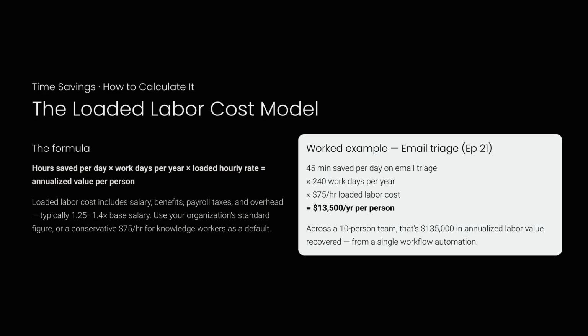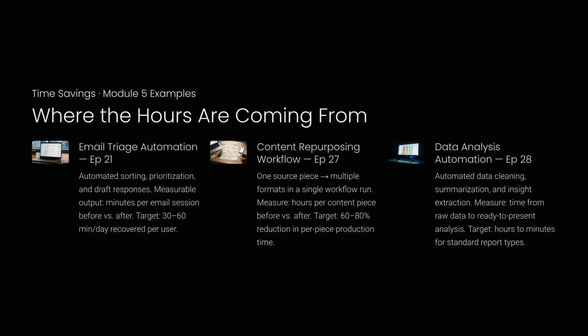For a 10-person team, even small daily time savings can quickly add up to over $100,000 in recovered annualized labor value. Here are examples of where those hours come from: email triage, content repurposing, and data analysis. In each case, we target measurable reductions in time per task before versus after the automation is implemented.